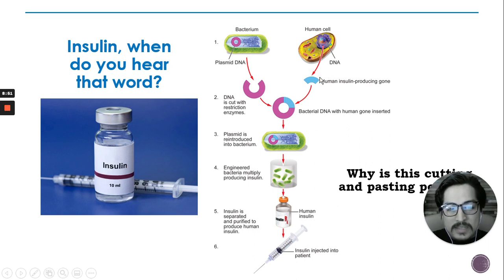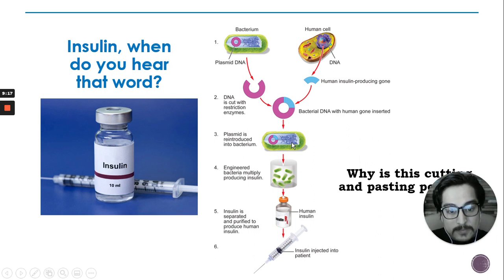They took just a little piece of DNA, and it's actually the gene that makes insulin. And they put it inside of a bacteria. So they combined it. If you look, this is a bacteria, this is a human cell. They put the little piece, the insulin production gene, it's supposed to say gene here, they put them together and then put it back into the bacteria.